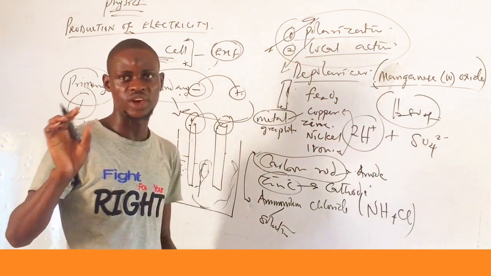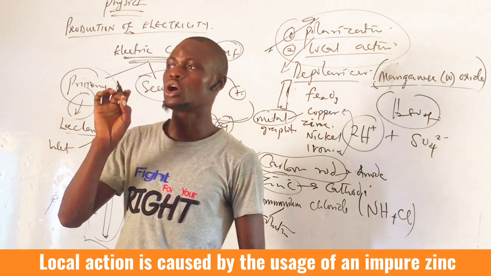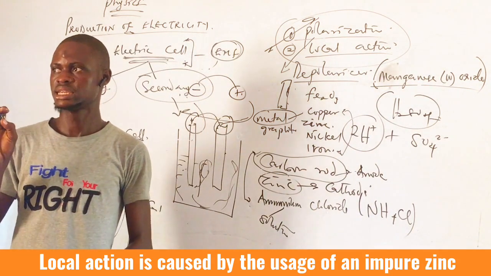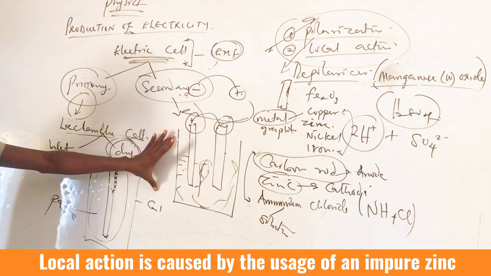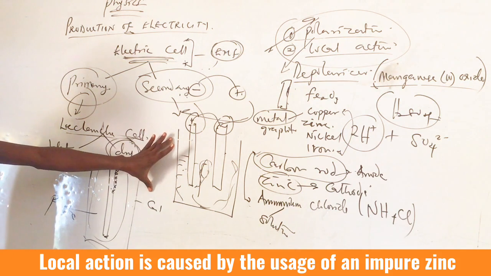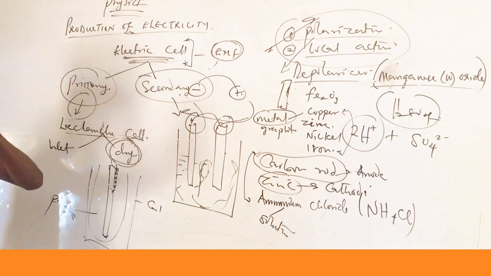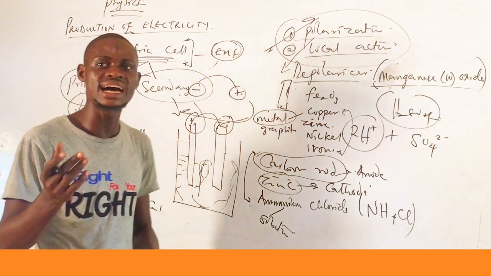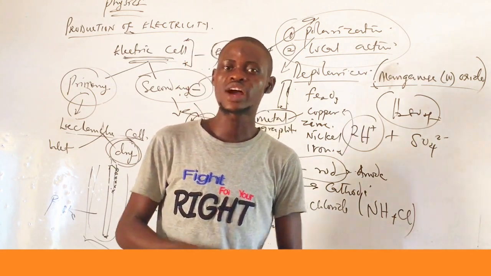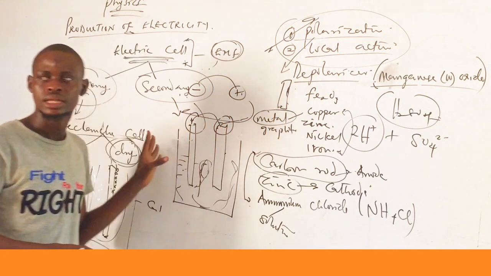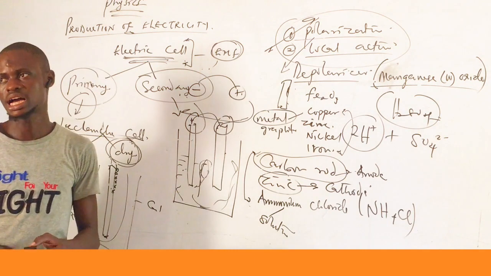Now the second one is local action. Local action is an effect of a simple cell that is caused by the usage of impure zinc. Normally, I said in a Leclanche cell, zinc can be used as what? Cathode. Are you getting what I'm saying now? Now, if the zinc that is used is impure, impure zinc is zinc that has some oxide on the surface. Are you getting what I'm saying now? So if impure zinc is used as the cathode, then it's going to cause an effect of what? Local action.